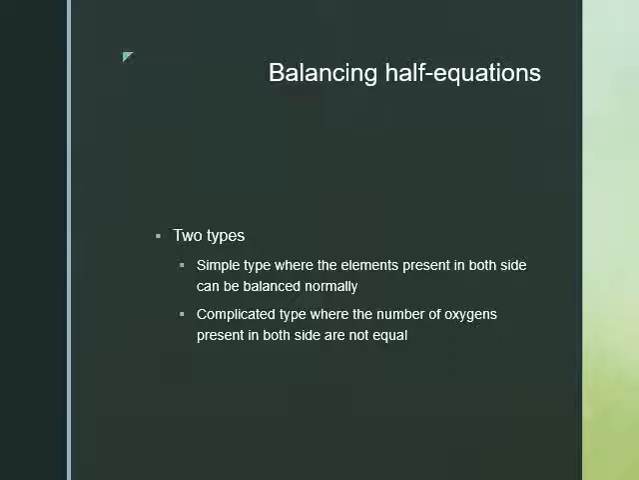So we're going to go through two types. First is a simple one, which means the elements present on both sides of the half equation are exactly the same. The second one is more complicated because you can now have oxygen present on both sides, but they may not be of the same amount. We'll look at this later.